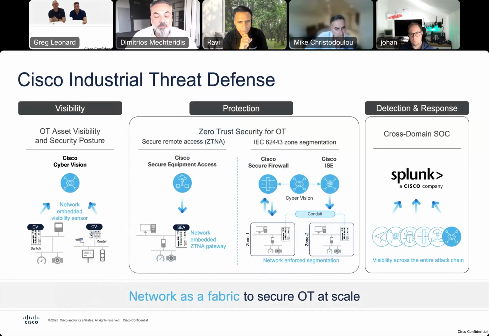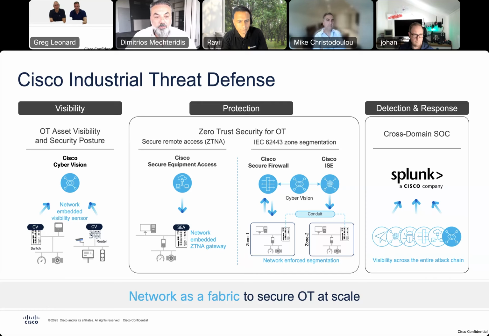And that takes me to Cisco's industrial threat defense model. This is actually a part of one of our Cisco validated designs. There's these three pillars in industrial threat defense. The first one is visibility, and that is OT asset visibility, understanding what's on your network, how they're communicating with each other, and what its security posture is. That's what Cisco CyberVision does. Again, Cisco CyberVision is embedding their sensors into the network equipment themselves.